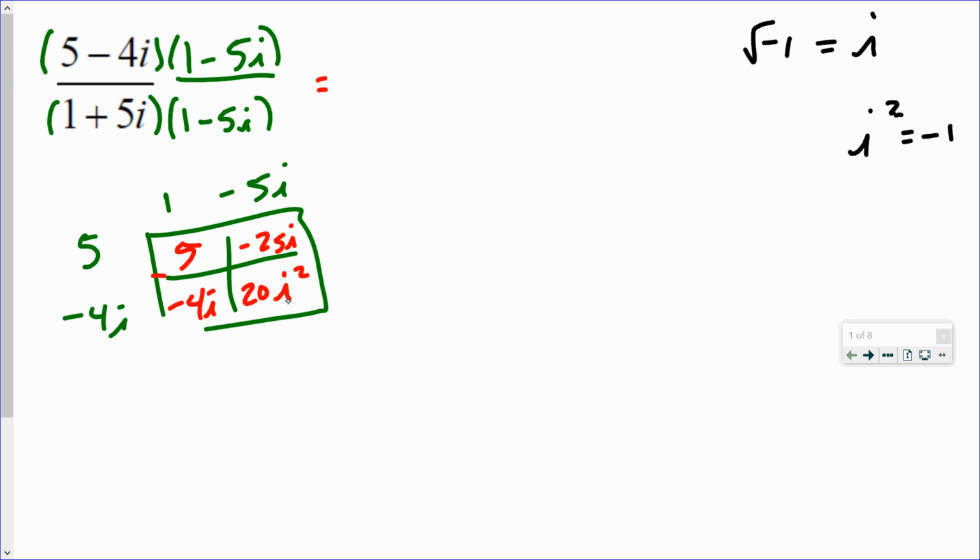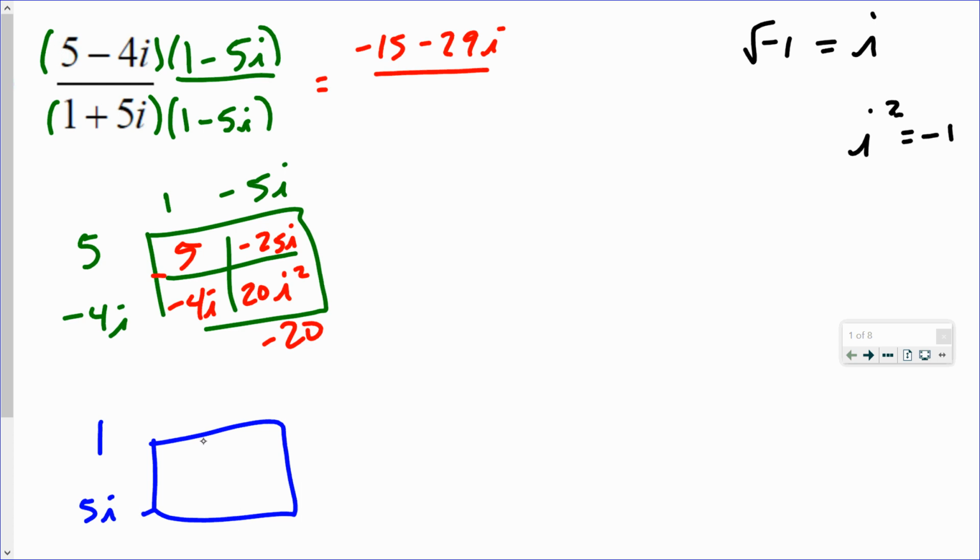So this 20i squared, since we know i squared is -1, this is actually just -20. So if I have -20 and a 5, that's a -15. And then minus 29i. And just to show it, the actual multiplication of the conjugates, there is a fast way to multiply these. I'll show that afterwards.